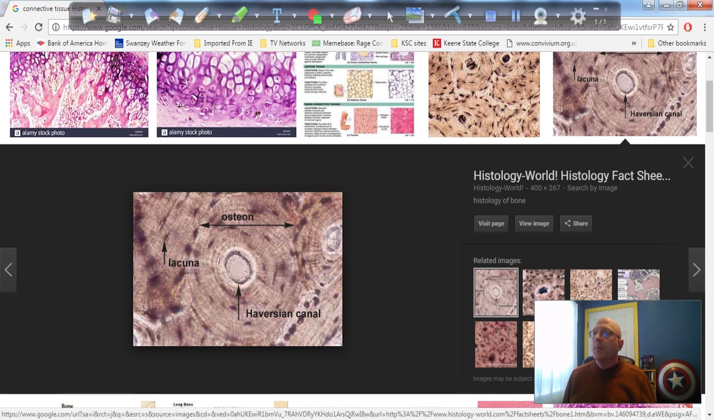Right? The lacunae that are between the lamella are occupied by your mature bone cells called osteocytes. So that dark object right there is the osteocyte itself.